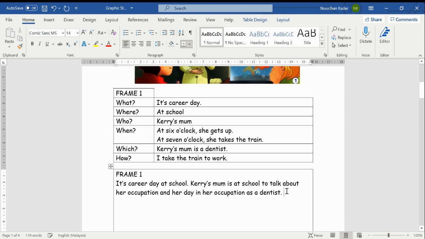And her day in her occupation as a dentist. Okay, let's see. It's career day at school. Carrie's mom is at school to talk about her occupation as a dentist. Okay, we have to correct the sentence: as a dentist, and her day.